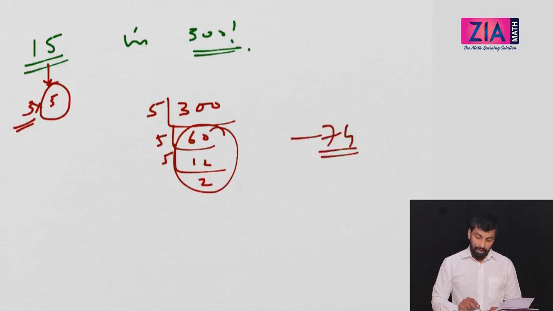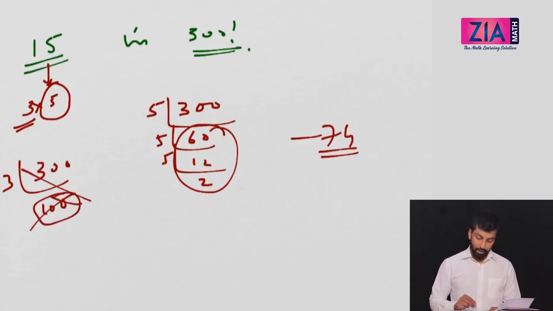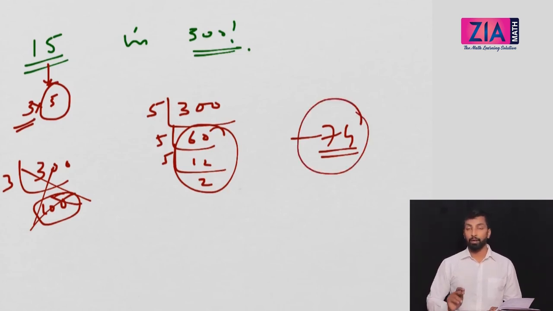Why are you not dividing with 3? The moment you divide 300 with 3, first you get 100. That itself is greater than 74, so that's not required. So 74 is the number of 15, because to get 15 you need 3 and 5. So 5's will be fewer than 3's, so you just need to know number of 5's.